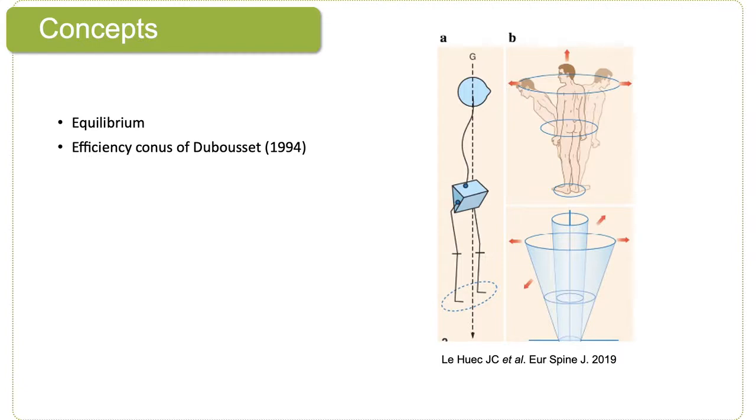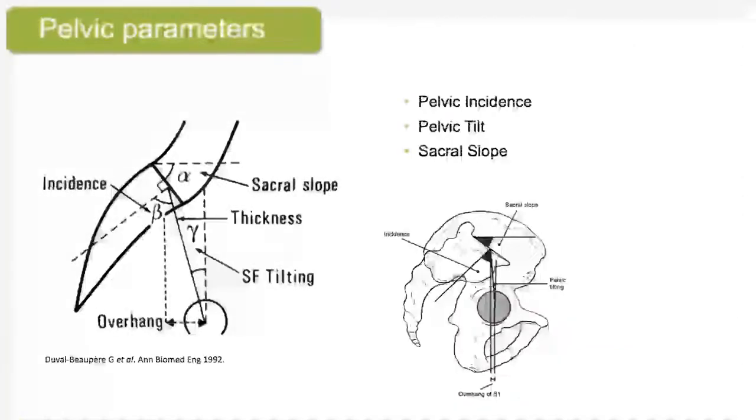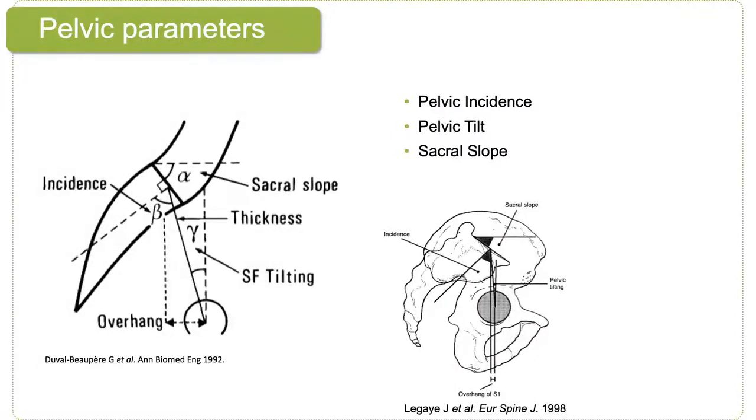The upright posture is represented by a set of articulated body segments: the head, the spine, the pelvis, and the lower limbs. We know that we have morphological differences in the pelvis that play a role in the posture of the spine and, as a consequence, the equilibrium. So let's take a look at the pelvis. The pelvic parameters were described by Duval-Beaupère in 1992 and then in 1998 by Duval-Beaupère and Legaye. They are the pelvic incidence, the pelvic tilt, and the sacral slope.